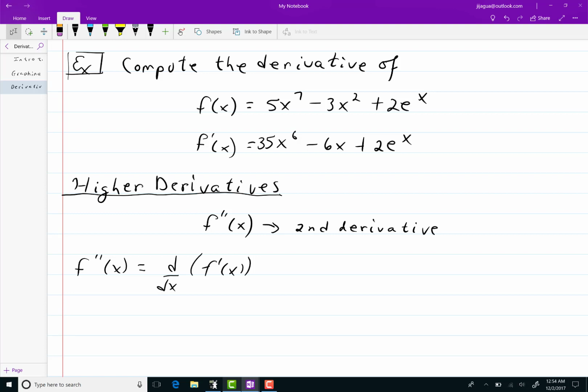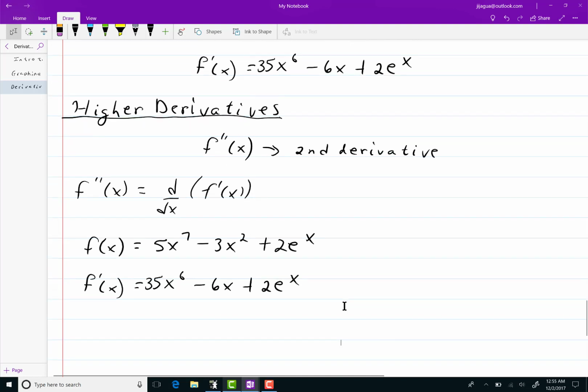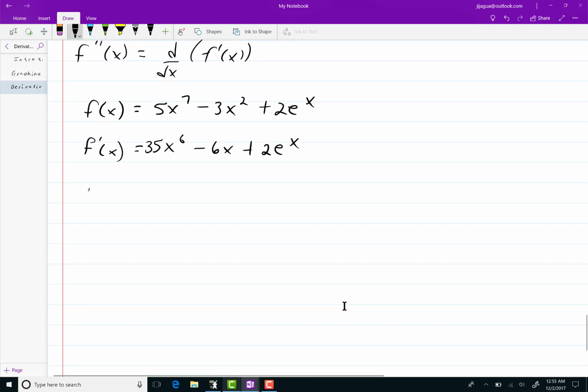So for example, look at the last example. Let me copy that stuff. Of course it becomes fat, but nonetheless. What is f prime prime of x? Well, you simply take the derivative of f prime. So this time, you're going to decrease the exponent on 6 and make it a 5, but 6 times 35 will be in the front. 6 times 35 is 210, x to the 5th, minus 6, because the derivative of x is 1, plus 2e to the x. And you can keep going on from here.